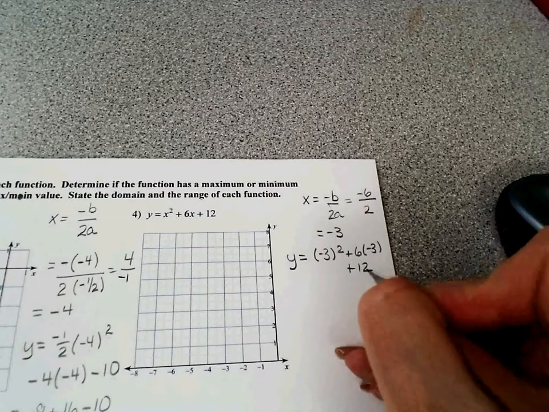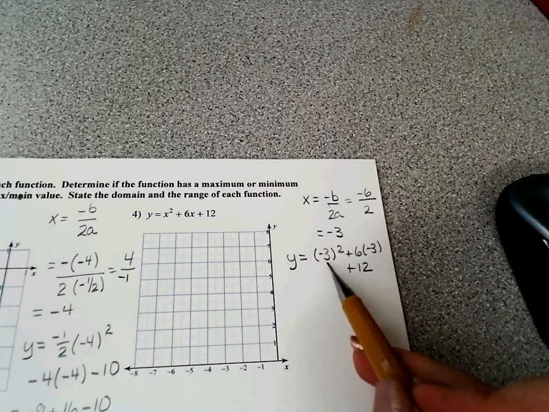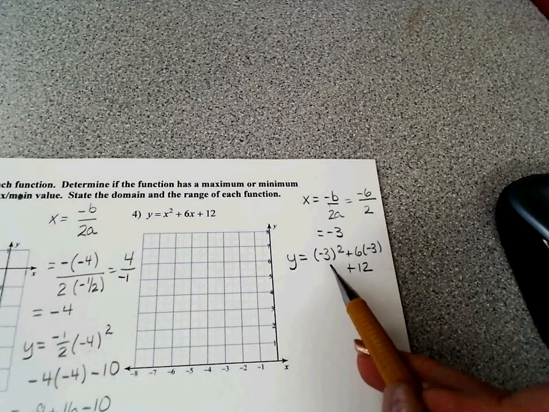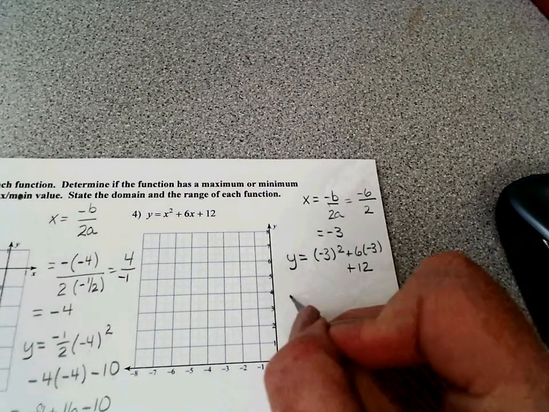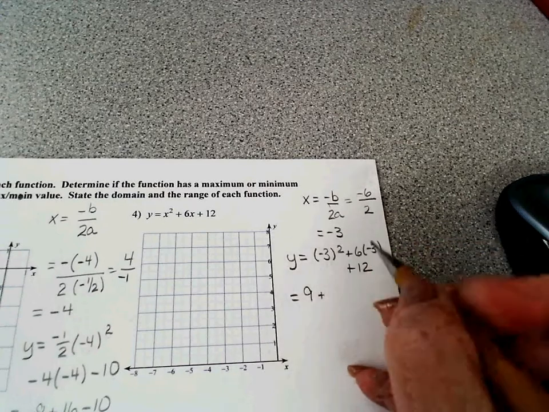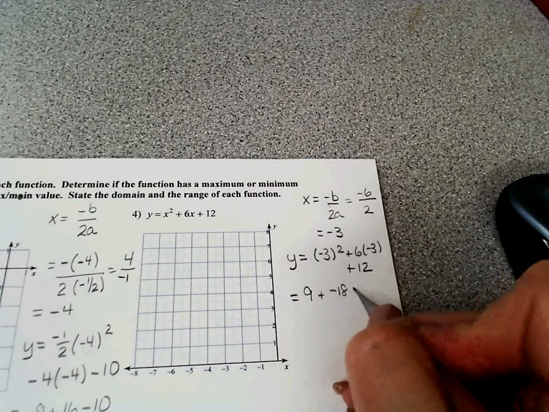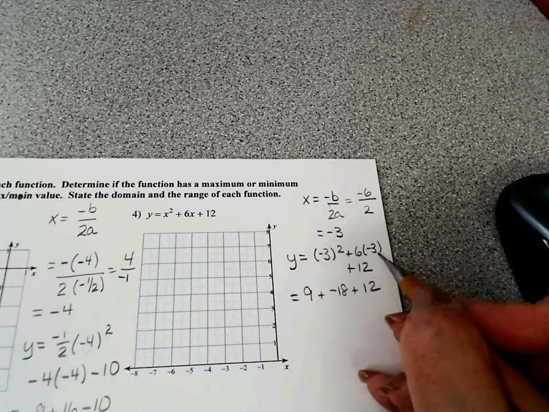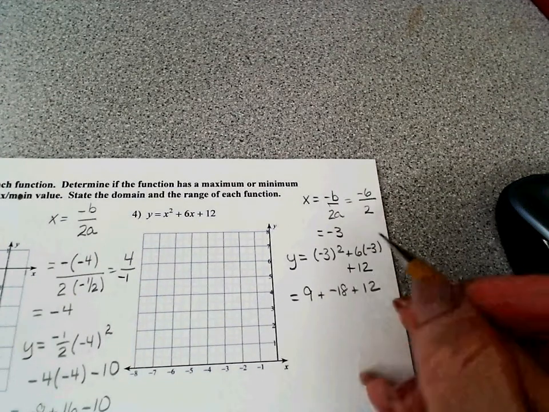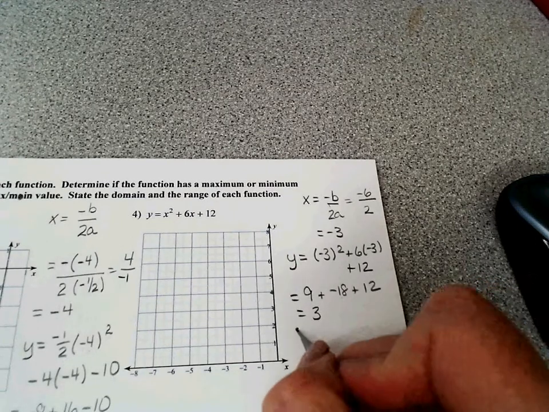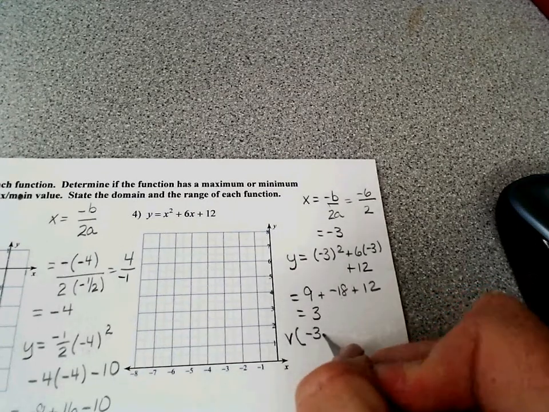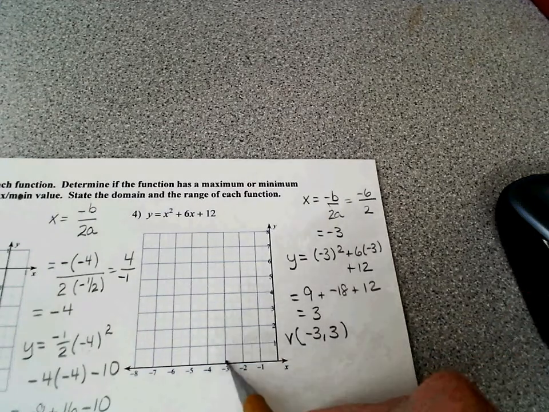y equals, plug it in, negative 3 squared plus 6 times negative 3 plus 12. Be very careful. People punch this in on their calculator without the parentheses, and the calculator tells them negative 9, which is correct if you don't have parentheses. But negative 3 times negative 3 is positive 9. So 9 plus negative 18 plus 12. 6 times negative 3 is negative 18. 9 plus negative 18 is negative 9, plus 12 is 3. So my vertex is negative 3 comma 3.